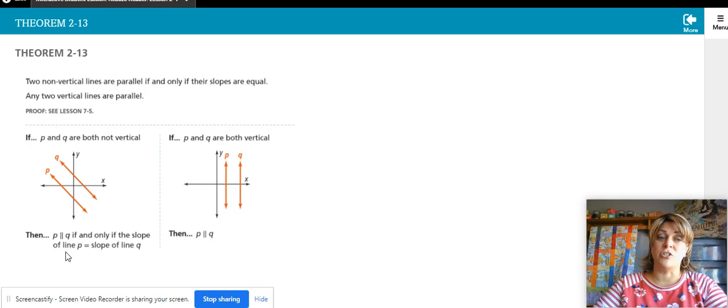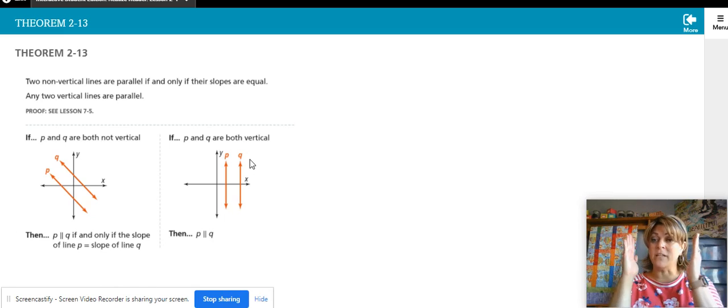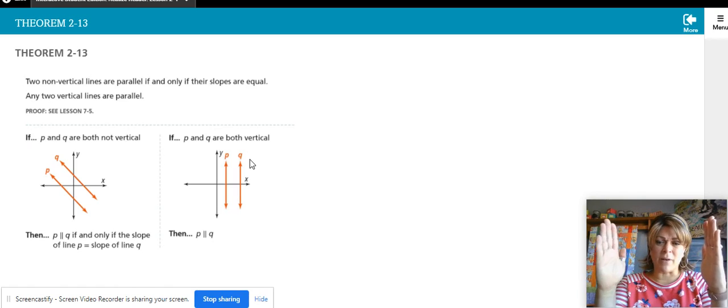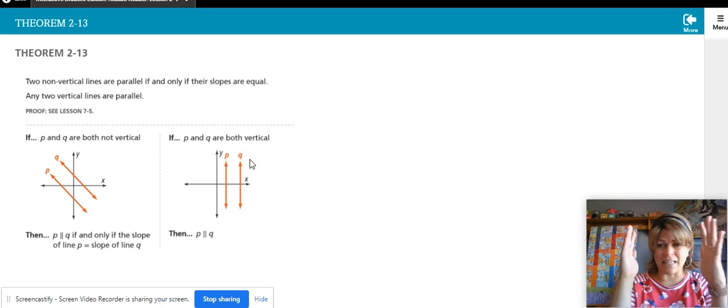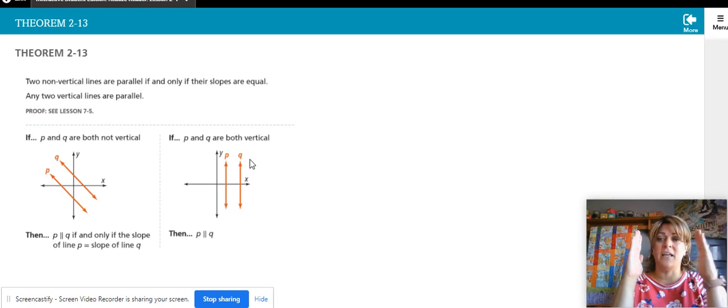So that is true. P is parallel with Q, there's the parallel symbol, if and only if the slope of line P equals the slope of line Q. The slopes must be equal, but there is a catch. It's when you have those vertical lines. Because a vertical line, rise over run, it rises, but it doesn't run. So that means it's an undefined slope. Both of these have undefined slopes. We don't really say undefined is equal to undefined. So we just say if they're vertical lines, they're parallel, but they both have to be vertical.